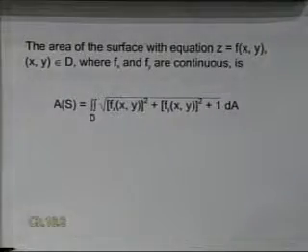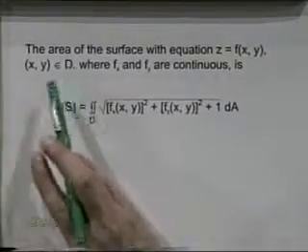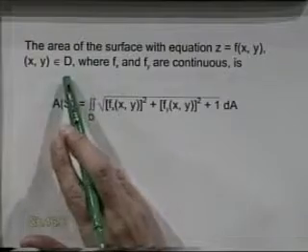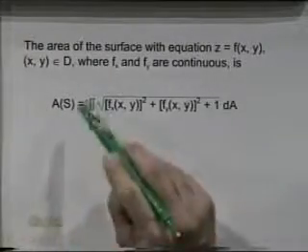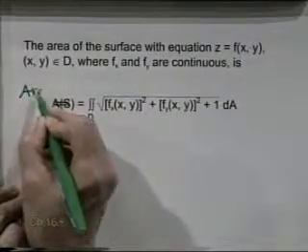The area of the surface with the equation z equals f of x, y, where x, y are the points that are in D in the xy plane, and where f sub x and f sub y are continuous first partials, is given by, I don't like this notation, this is area of surface.